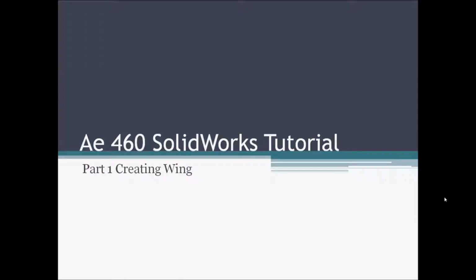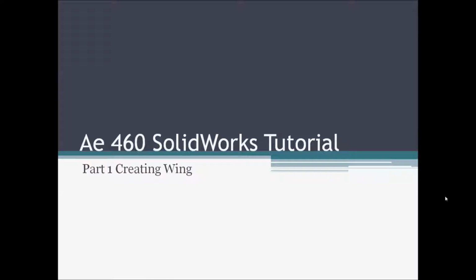So welcome, this is the AE460 SolidWorks tutorial. Part 1 is going to be creating the wing, and part 2 will be creating the fuselage using surfaces, and then we will combine the two into an assembly where you can change the position of the wing based on the nose of the fuselage, and then you can also add other parts into your assembly such as your engine, landing gear, seats, internal weapons, anything else that's needed for the project.